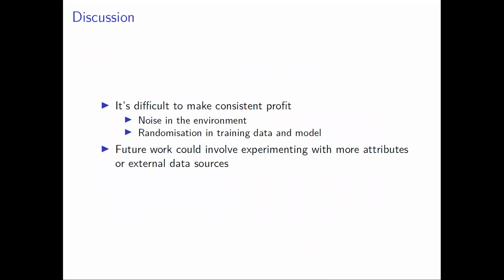After testing extensively on the validation data, we decided that it's difficult to make consistent profit. It could be due to noise in the environment caused by human trading activities. It could also be due to randomization in training data and within the model itself. In the future, we can investigate different attributes in the dataset, such as high, low, and volume. We could also try to incorporate external datasets, such as stock news, so that we can analyze the polarity of the news.